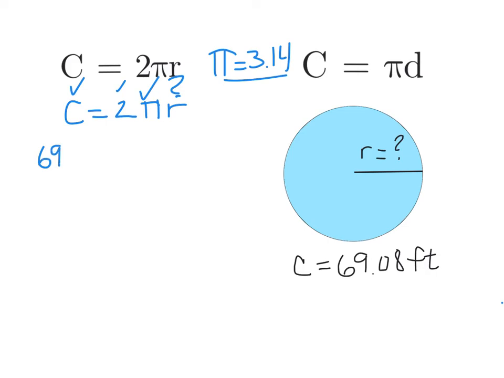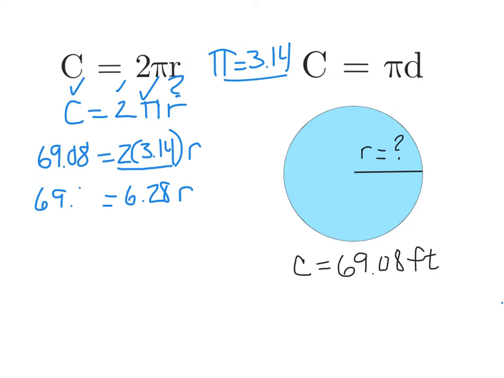I know 69.08 for my circumference. I have 2 times 3.14 and r. The first thing I'm going to do is clean up this side of the equation. 2 times 3.14 is 6.28, and the unknown r stays multiplied next to it. I have 69.08 on the other side.